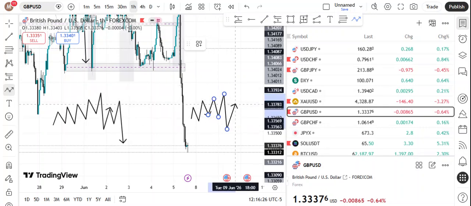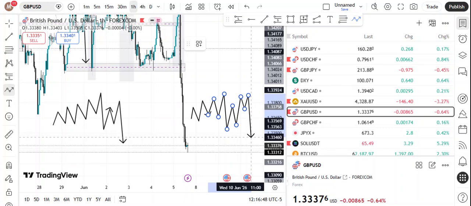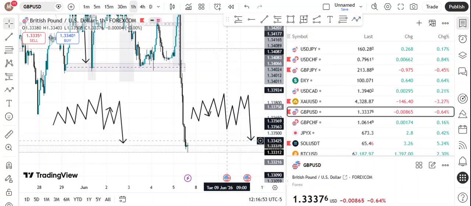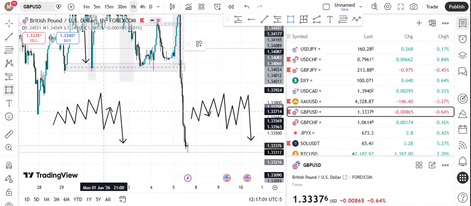Break here, comes back for a retest, sweep this high, then comes down again. It can also come here, respect this level, also sweep this previous high, and then come down. So these are just the entry model criteria that you can study, and it really plays out.